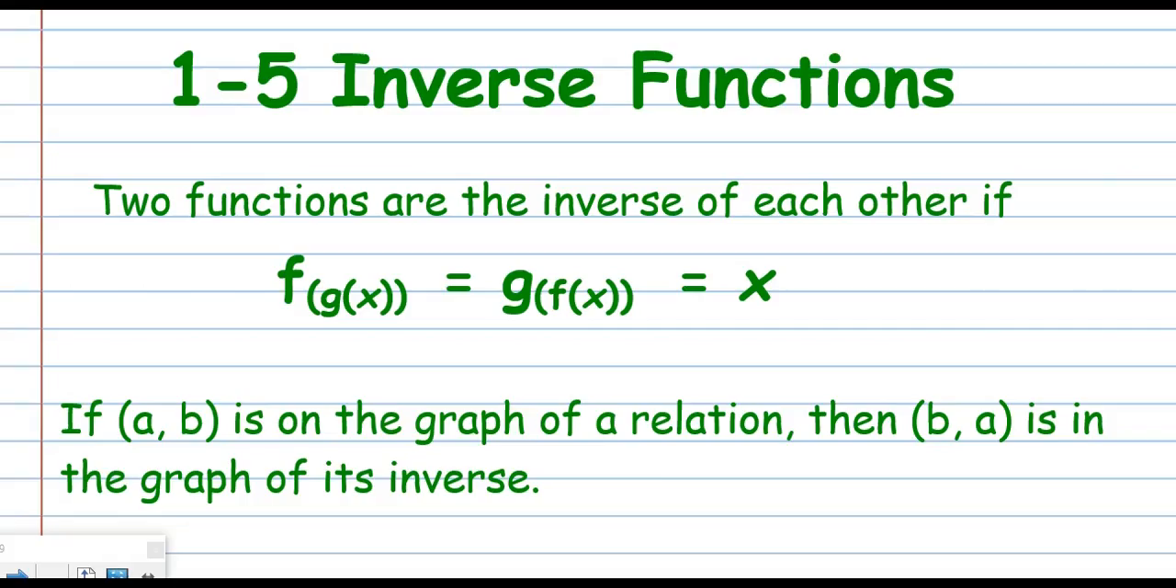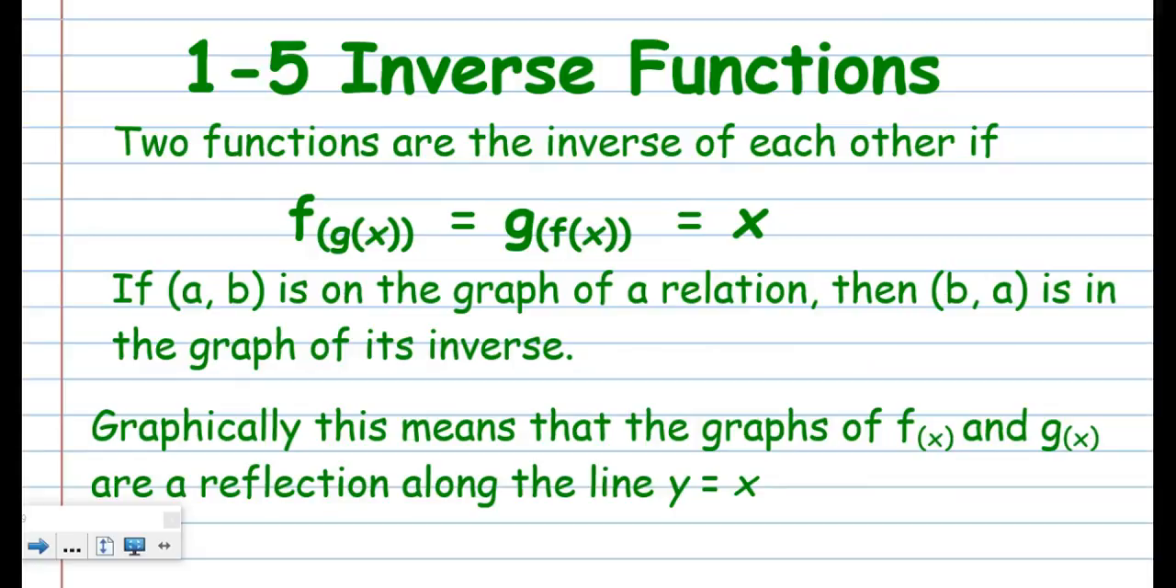So you can tell graphically if two functions are inverses. If (x, y) is on, or (a, b) is on the graph of one relation, then reverse those. Y becomes x and x becomes y in the inverse of that relation. So we just reverse the order of the x and y, and it will fall on the inverse of the given function.